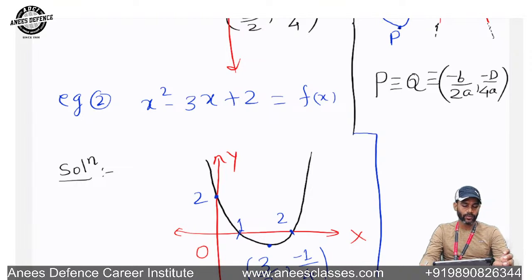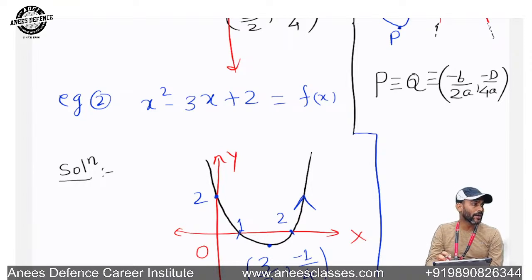X is equal to 3 by 2 is the line of symmetry. This particular point, 3 by 2 comma minus 1 by 4, is the point of symmetry. If you go to the right of this point, the graph is increasing. And if you go towards the left of 3 by 2, the graph is decreasing. Yes or no?